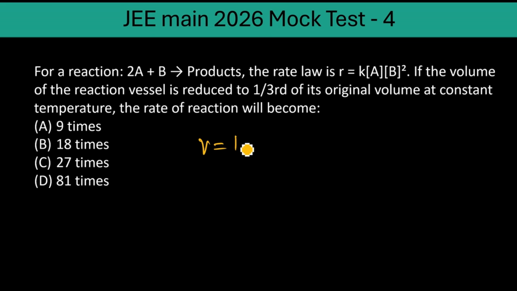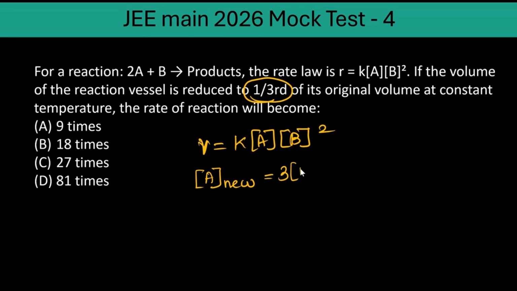So the initial rate is given as R is equal to K[A][B]^2. If the volume of the reaction vessel is reduced to 1/3 of its initial volume, then [A] will become 3[A] and [B] will become 3[B]. Why is it so? Because the concentration becomes 3 times the original when the volume is reduced to 1/3.